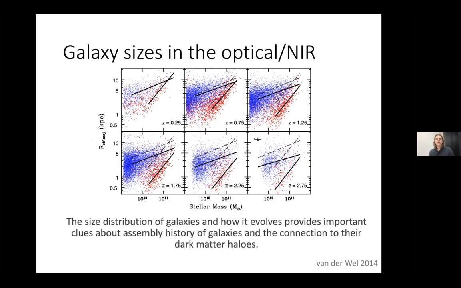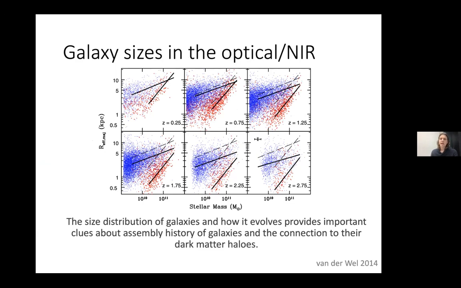So why are sizes relevant, or the locations of star formation, or the structure of galaxies? Why is it relevant? I'm sure many of you are aware that the size distribution of galaxies and how it evolves over cosmic time actually gives you quite a lot of clues about how galaxy formation happens and the connection to the dark matter, the galaxy halos the galaxies live in, how angular momentum is being transported into the galaxies.